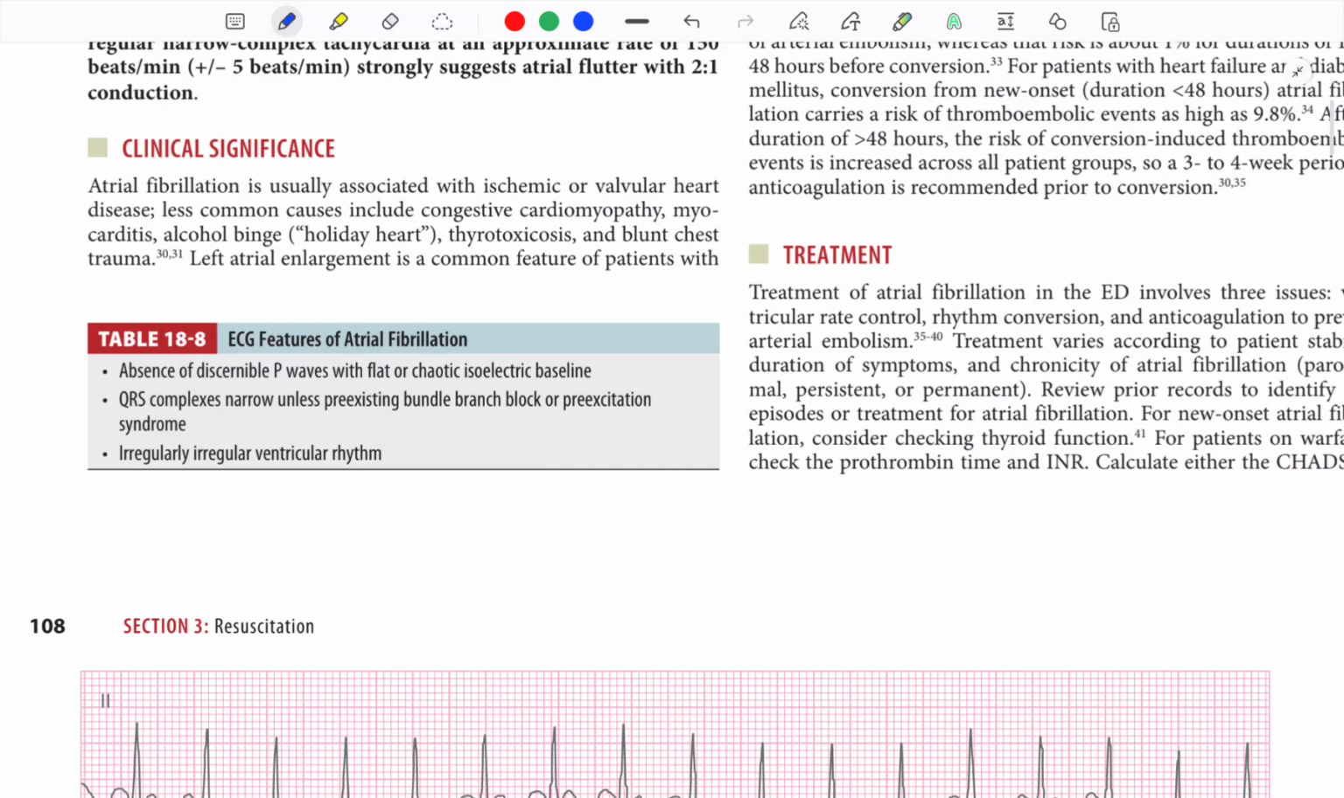What are the features of atrial fibrillation? Absent P waves with a flat or chaotic isoelectric baseline. QRS are narrow with an irregular ventricular rhythm. Wide QRS in AF can occur if it is AF with bundle branch block or AF with WPW, called pre-excitation syndrome.